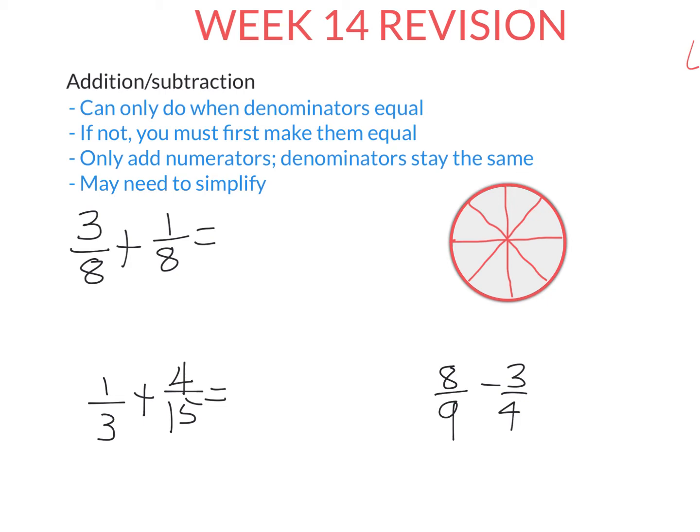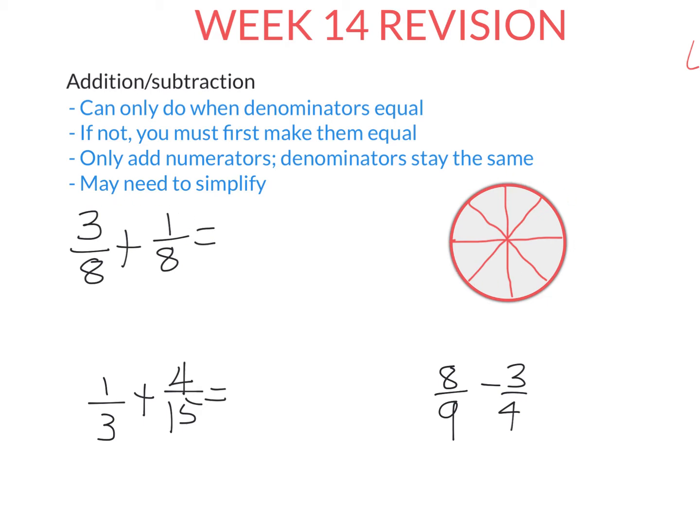The reason is you can only add or subtract fractions when they have the same denominator, or same bottom numbers. If they don't have the same denominator, you actually need to use equivalent fractions to make them have the same denominator. So let's start with 3/8 plus 1/8, and we'll illustrate it on that pizza here.